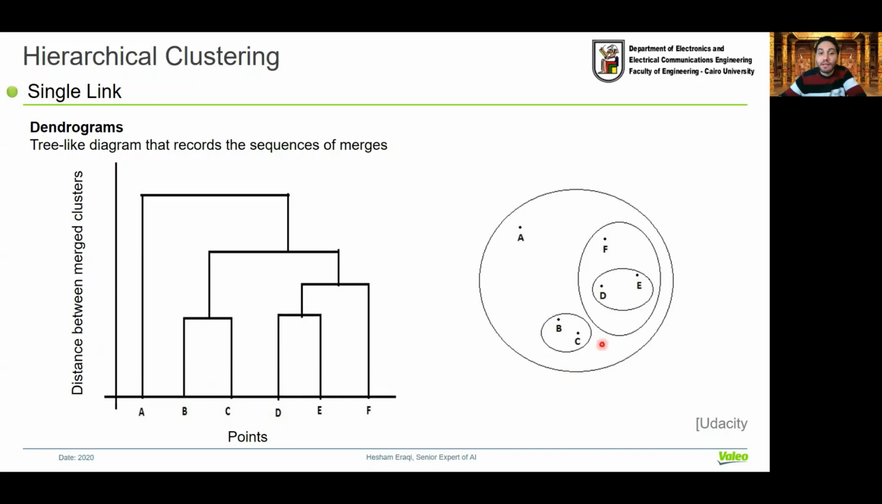And afterwards, you will find that merging the F cluster with the DE cluster is the choice that gives you the two clusters with the smallest distance between each other. So you merge them, and the distance between them is like this. And you keep doing this until you have two clusters, cluster A and the cluster B, C, D, E, F. And you merge this cluster B, C, D, E, F with cluster A until you have a single cluster.